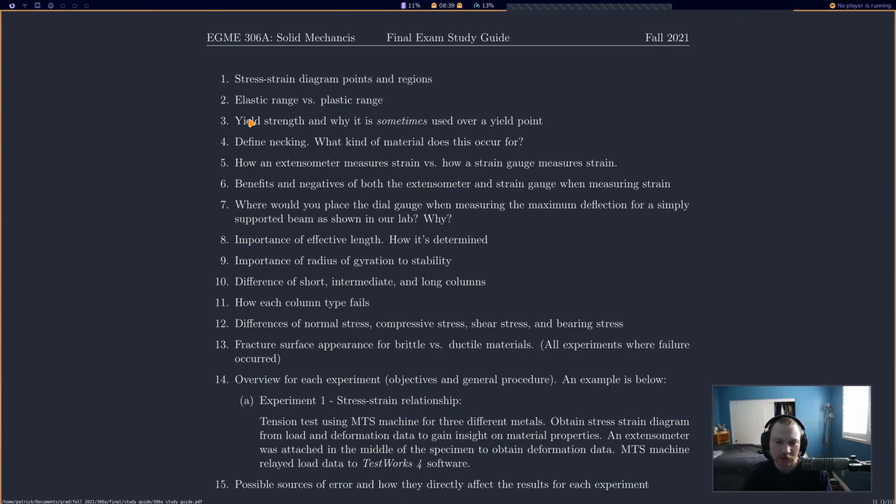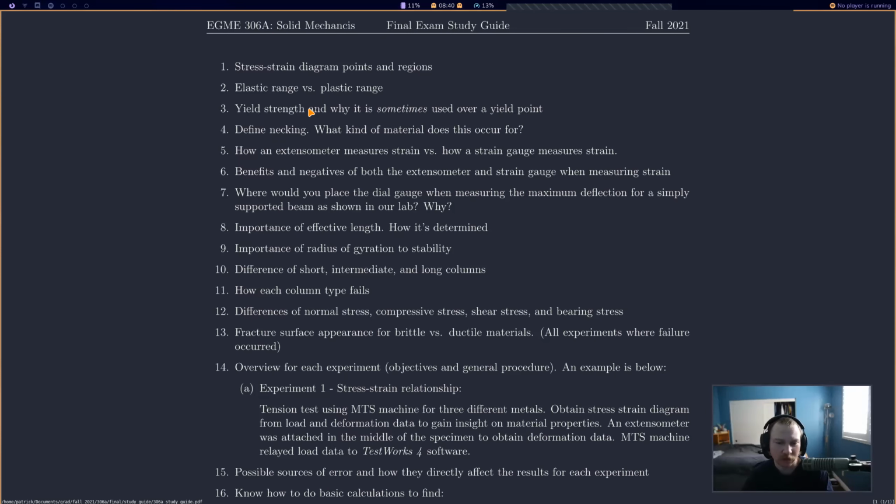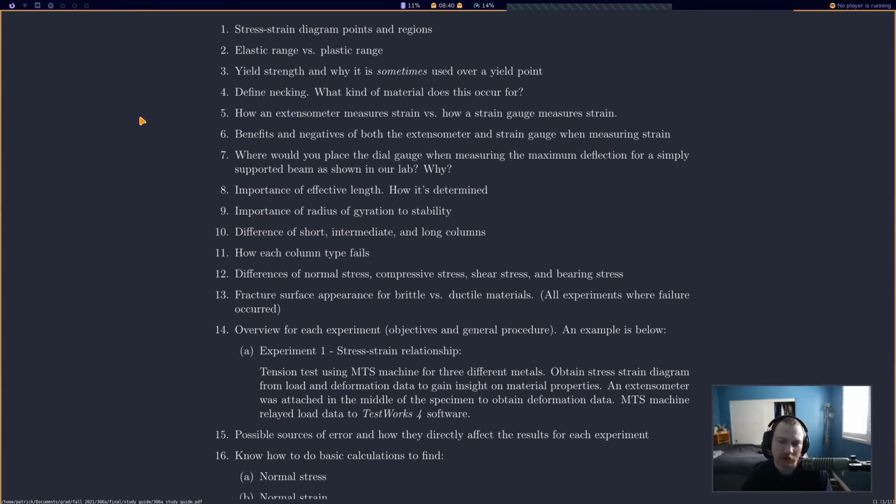So the first one, stress strain diagram. This will for sure be on the final. I'll give you a stress strain diagram, and I'll ask you to label some points of interest and some regions of interest, like the proportional limit, the yield point, UTS, fracture point, things like that. Next one is the elastic range versus the plastic range. Again, that'll be for a stress strain diagram. I'll ask you to explain the differences between these two ranges, just a few sentences.